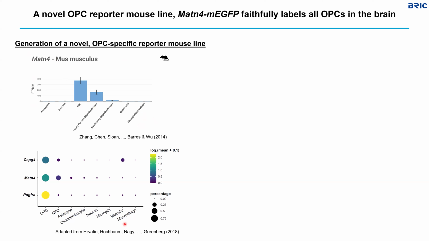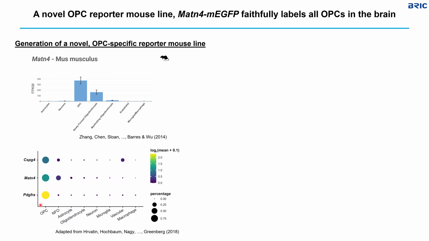On the bottom is single nuclear RNA sequencing data from the Greenberg lab at Harvard. Here you can also see that matrillin-4, the gene that we're interested in, is enriched in OPCs and newly formed oligodendrocytes and pretty much absent in any other neural cell types in the brain. This expression pattern is similar to known markers of oligodendrocyte precursor cells, CSPG4, also known as NG2, as well as PDGF receptor alpha.